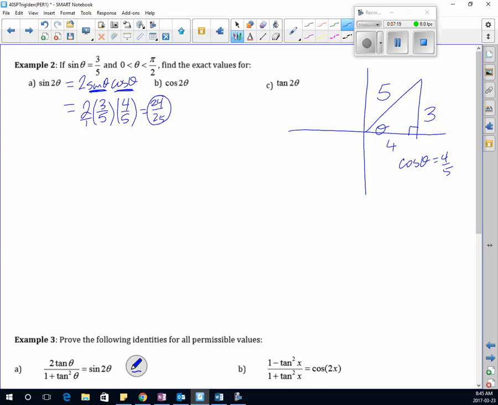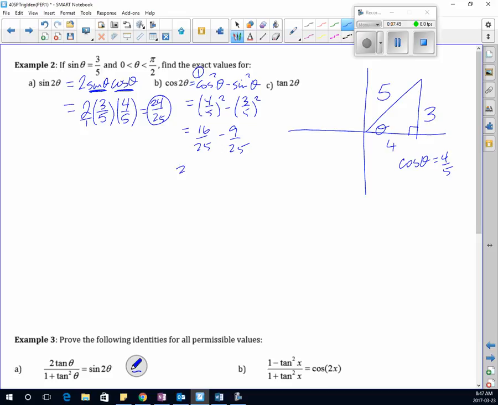We're going to see if we're going to get the same answer, which we should. Everybody got 7 over 25. So I'm going to do cos squared theta minus sine squared theta. So this is 4 over 5 squared minus 3 over 5 squared, 16 over 25 minus 9 over 25.